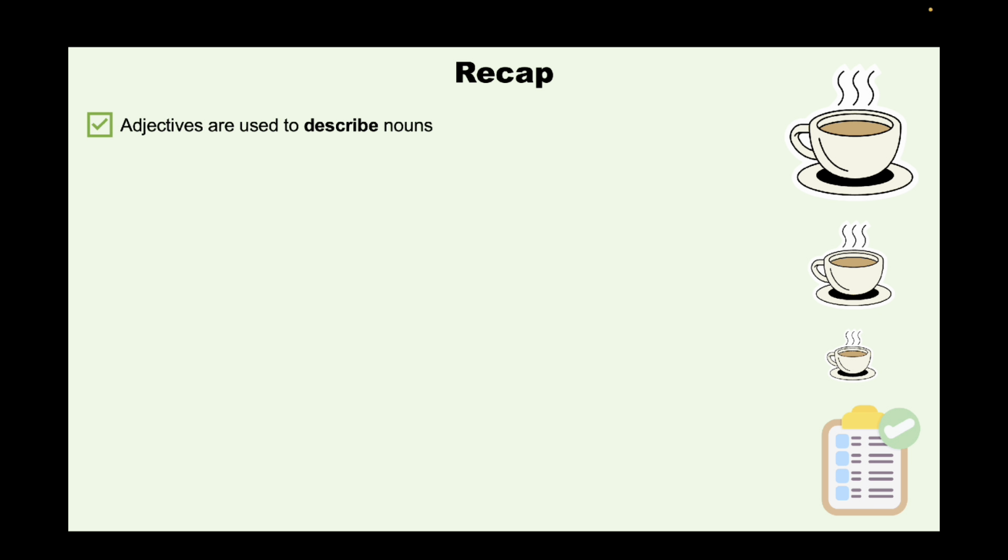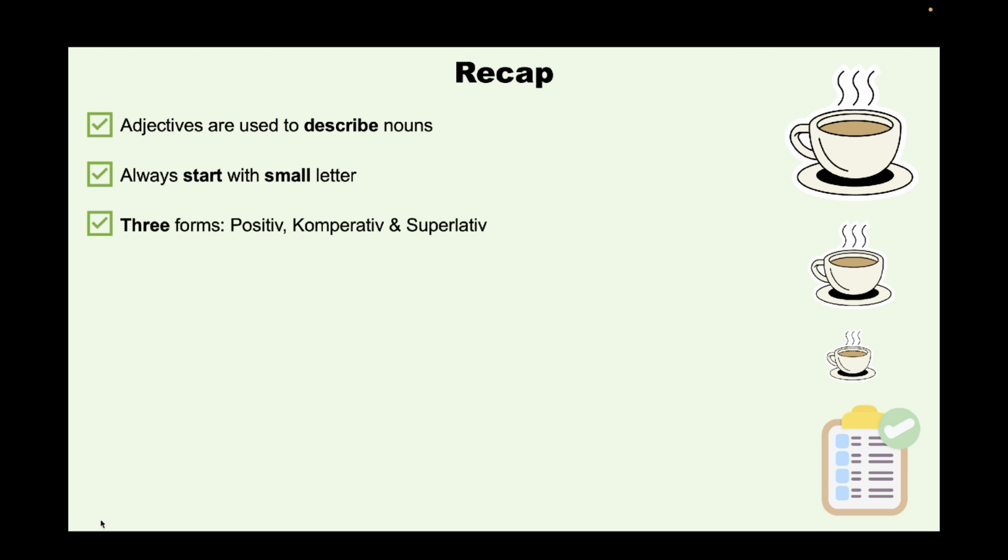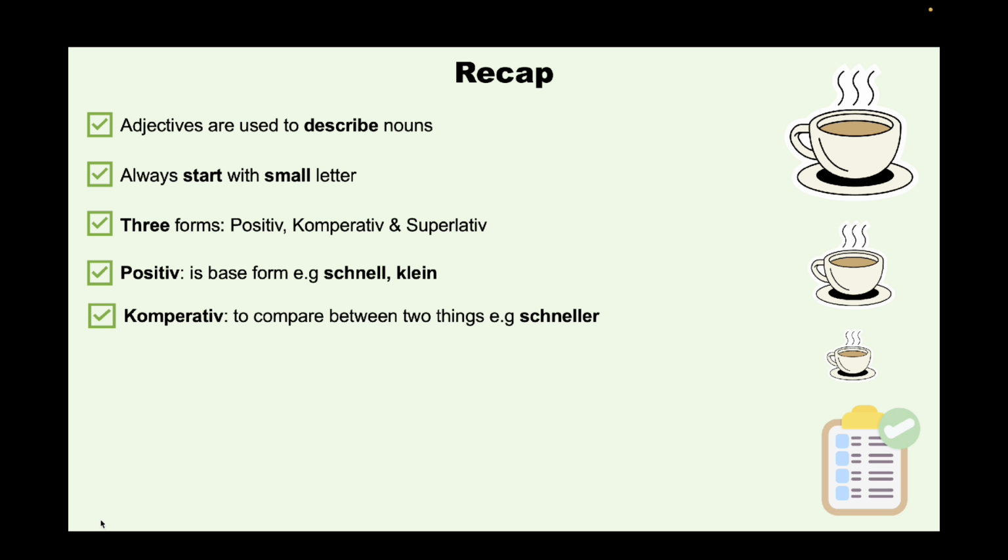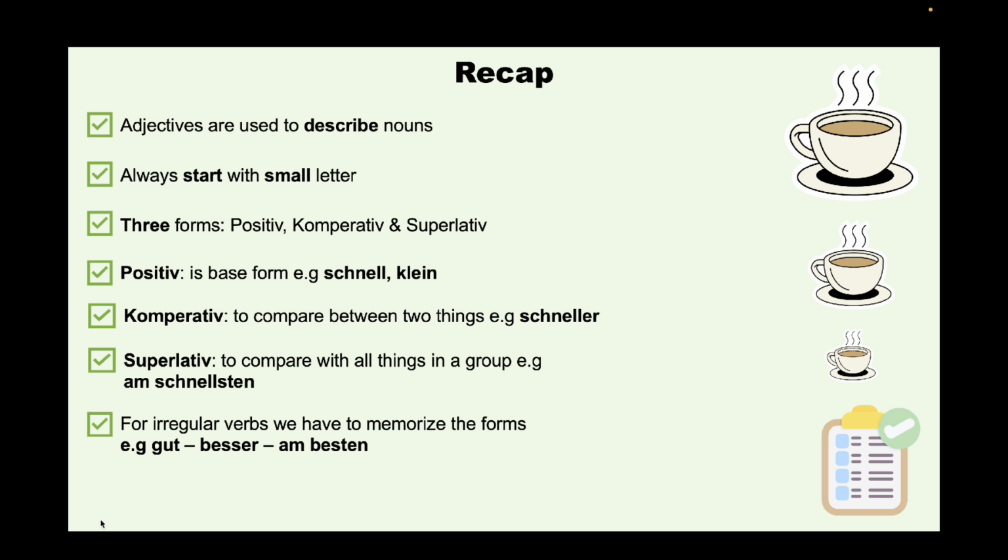So now let's take a look at what we have learned and do a recap. We learned that adjectives are used to describe nouns and always start with a small letter. There are three forms of adjectives, which are positive, comparative, and superlative. The positive form is the base form, for example, schnell or klein, and it is used to build the comparative and superlative forms. The comparative form is to compare between two things, for example, schneller, and the superlative form is to compare with all things in a group, for example, am schnellsten. And for irregular adjectives, we have to memorize the forms, for example, gut, besser, am besten.